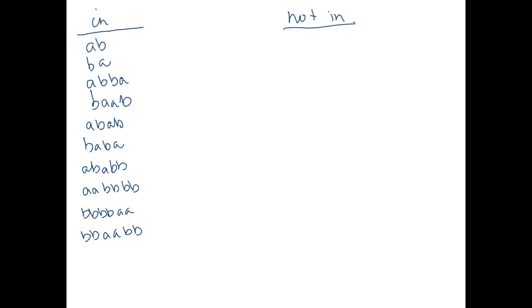Strings that are not in the language: anytime the number of A's exceeds the number of B's, A is not in the language. A, B is not in the language. A, B is not in the language. And anytime we have more than twice as many B's as A's, so A, B, B, B, B, B, B, B, A. So you can see how this list is going to go.